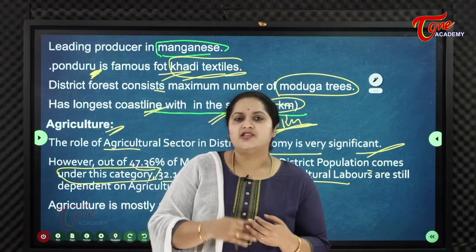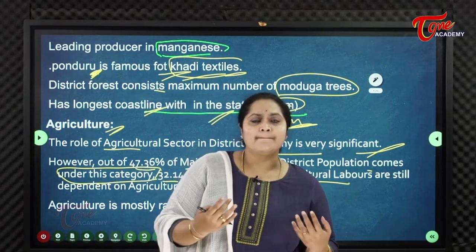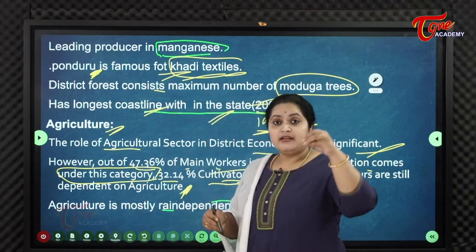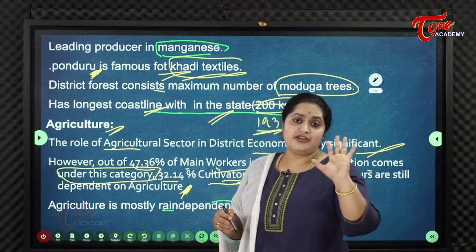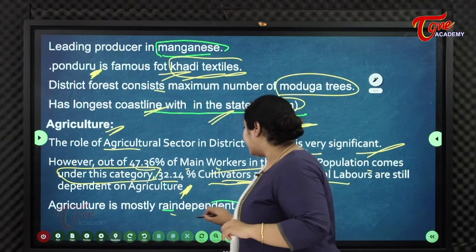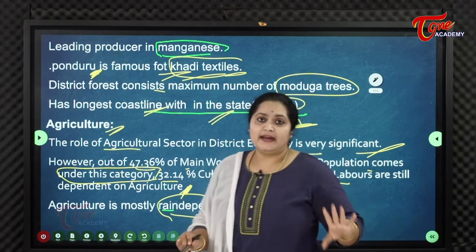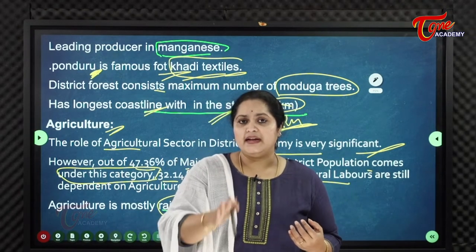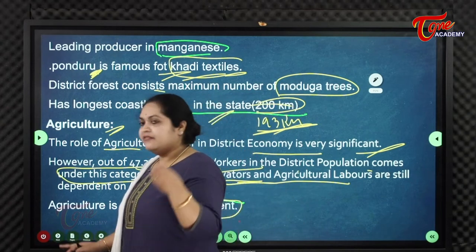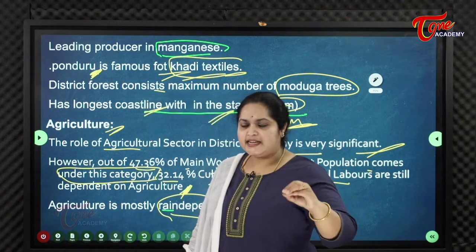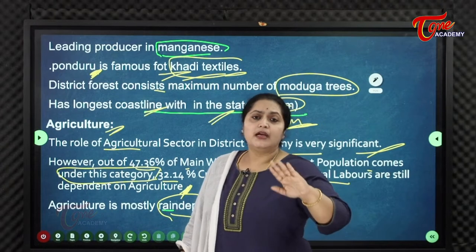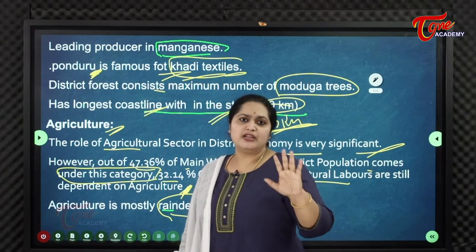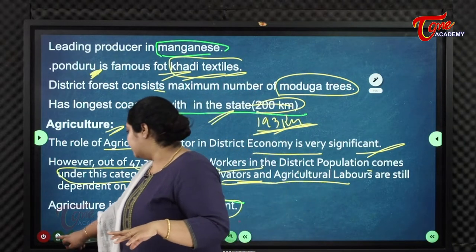Like in other districts of Andhra Pradesh and other states of India, agriculture in Srikakulam district is also rain dependent and monsoon dependent. We do have irrigational facilities, but mostly agriculturists or farmers depend on rains and monsoons for their field or harvest.